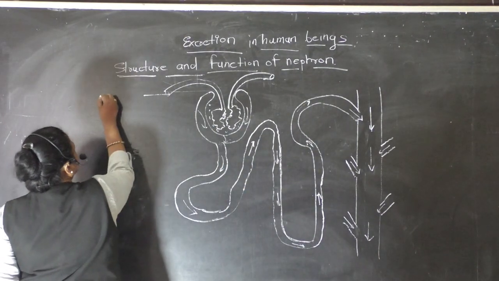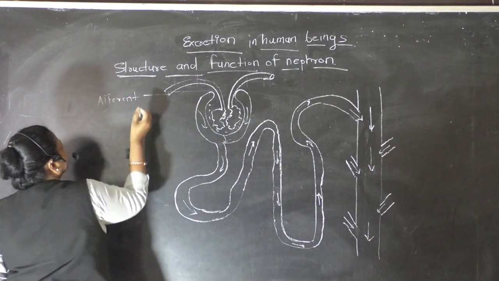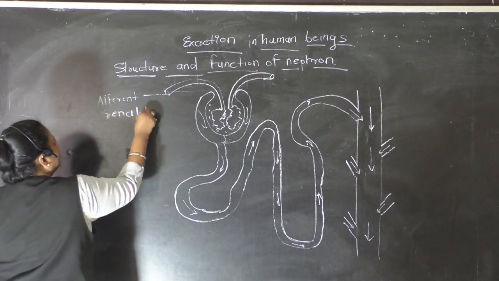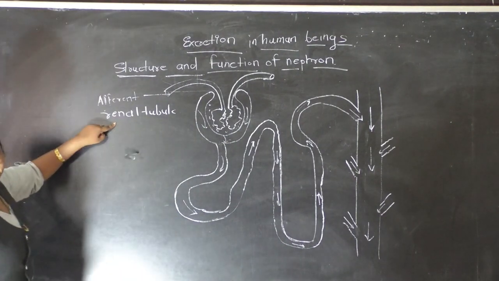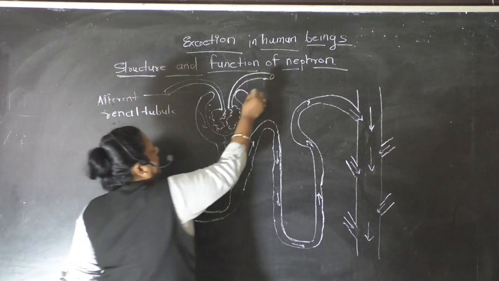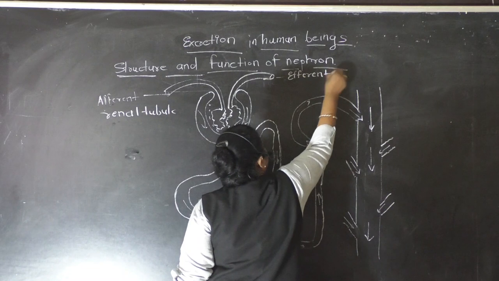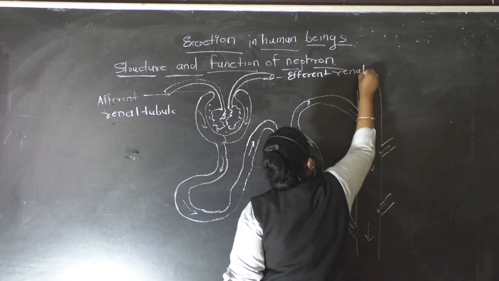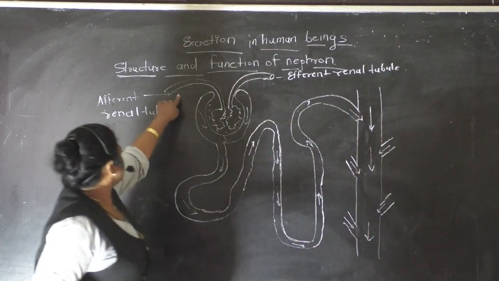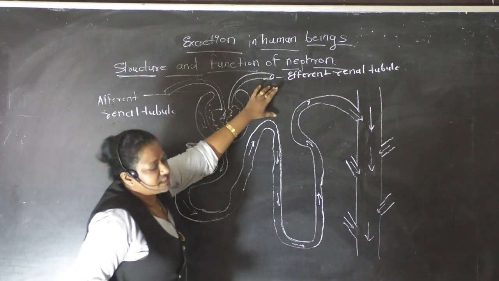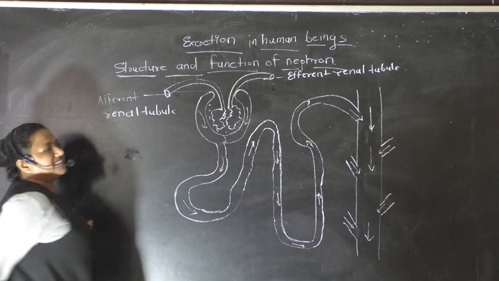So this is called the afferent renal tubule. The word renal is related to the kidney. Afferent renal tubule, and this is called the efferent renal tubule. This part is the afferent renal tubule, and this part is the efferent renal tubule. These are nothing but your blood capillaries.